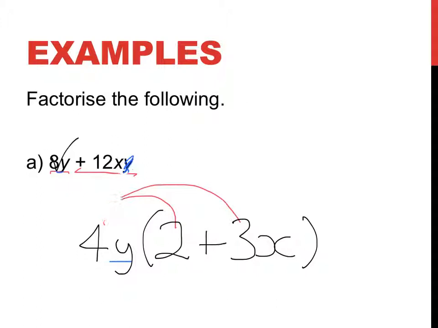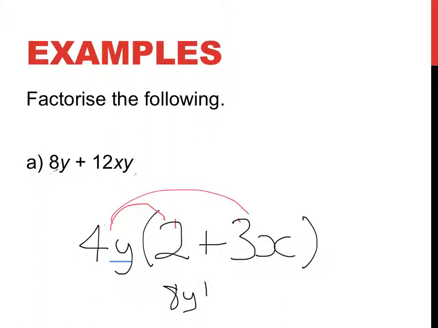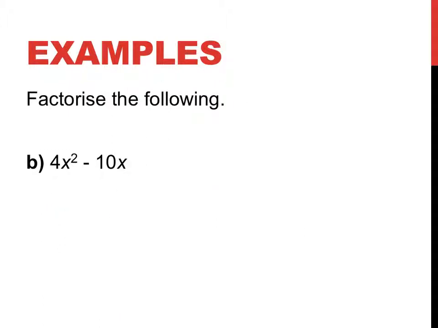Now, if you want to check and see if you've got it right, factorising is the opposite of expanding, isn't it? So why don't I just try and expand it? 4y multiplied by 2 becomes 8y. 4y multiplied by plus 3x becomes plus 12xy. Okay, so that's a really quick way that you can check to see if you've got it right. Let's have a look at this one.